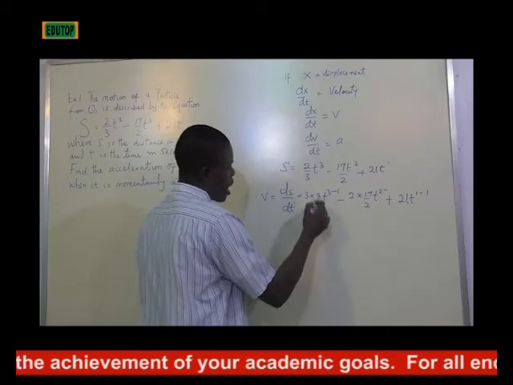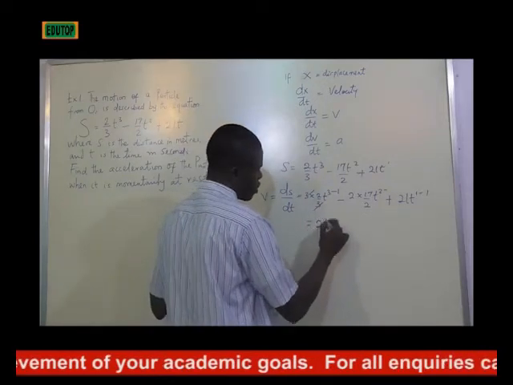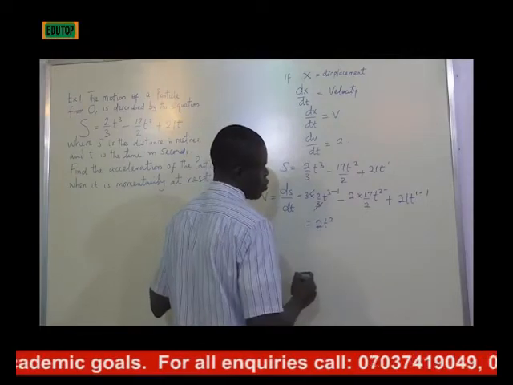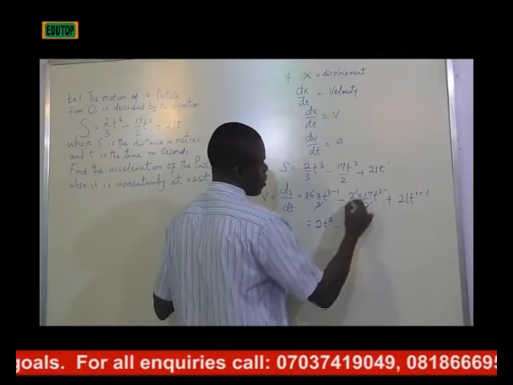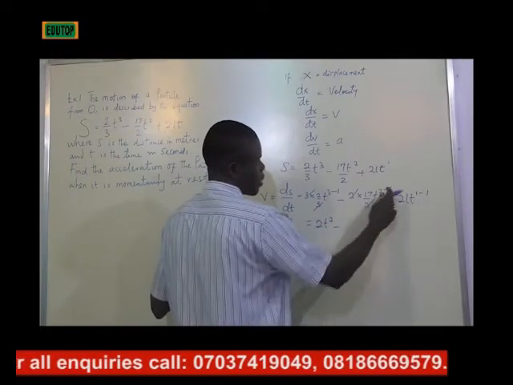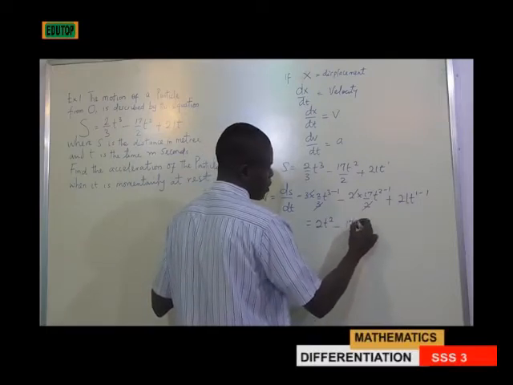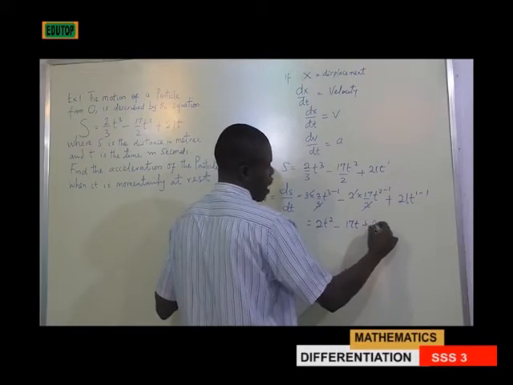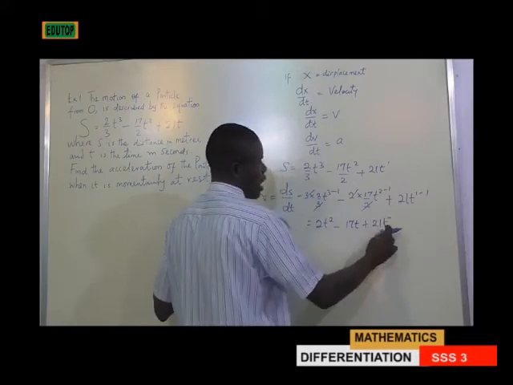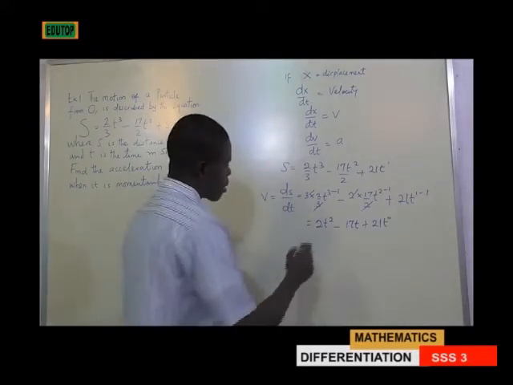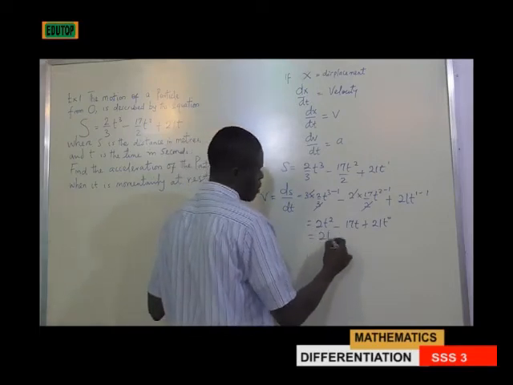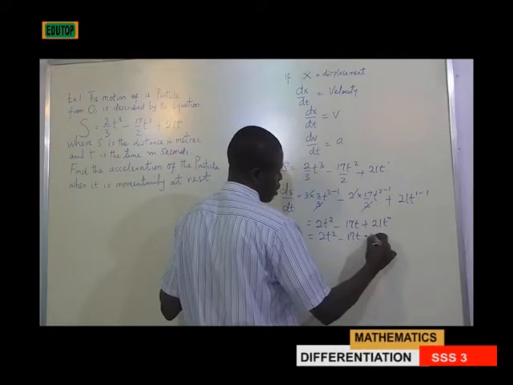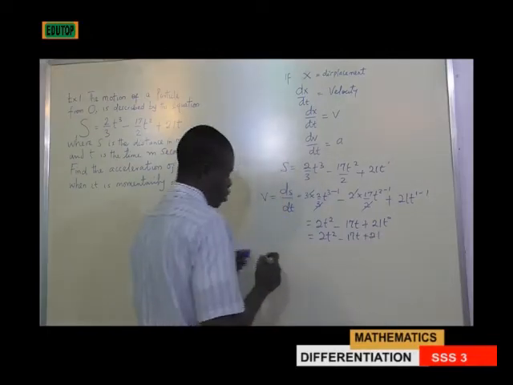Then 3 can cancel 3, and we'll have 2t squared, since 3 minus 1 is 2. Minus, this can cancel this, 17t, then plus 21t to the power 0, and anything raised to power 0 is 1. So automatically this equation becomes 2t squared minus 17t plus 21. So this is our velocity.